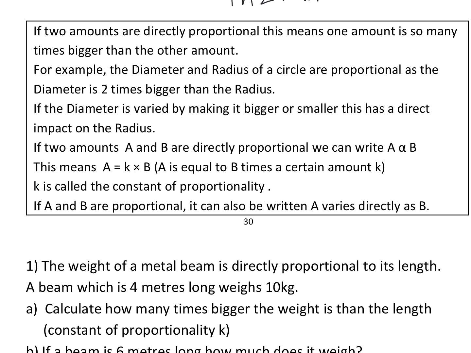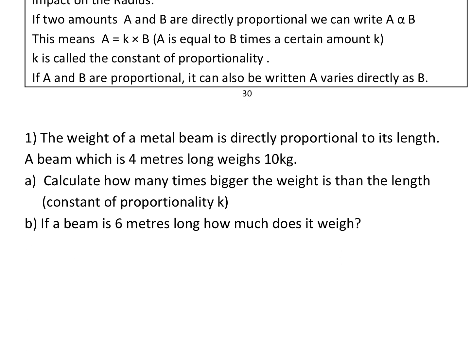It's usually something you'll have to work out. You'll first of all be told or deduce things are proportional. You'll then have to find out K to get what the equation is. If A and B are proportional, it can also be written A varies directly as B. So let's have a look at question number 1 and employ that technique.